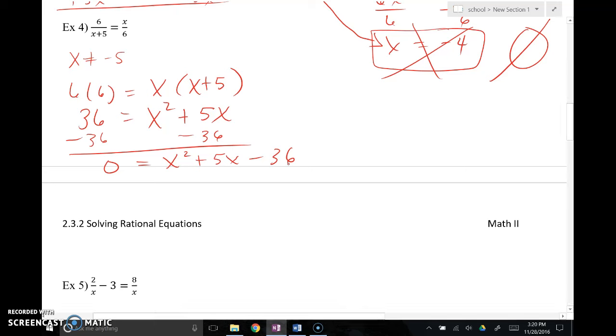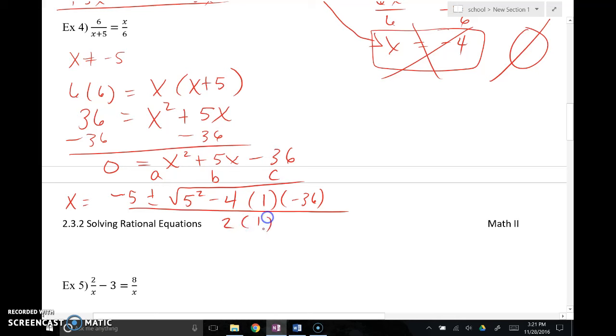Now the technique that I would do here is I would use the quadratic formula, but some folks would prefer to use factoring. Some folks might even like to complete the square. We'll go ahead and do the quadratic formula just to brush up on that. So this is my A value, my B value, and my C value. So when I go to do the quadratic formula, the opposite of B is -5 plus or minus the square root of B squared, so that's 5 squared, minus 4, the A value 1, the C value -36. All of that's over 2 times the A value of 1.